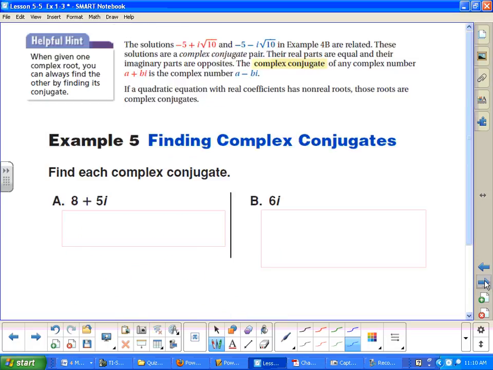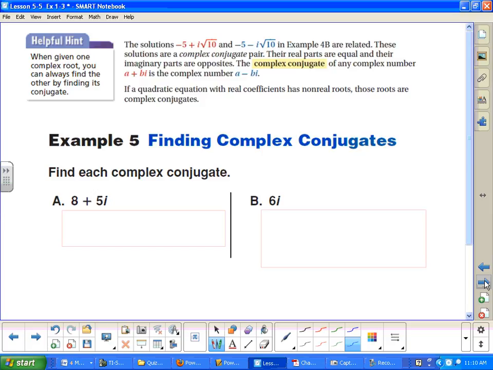So the solutions like these two, negative 5 plus i square root of 10 and negative 5 minus i square root of 10, those are related. Those are called complex conjugates. All it is is that if we had the number a plus bi, then its conjugate would be a minus bi. So all that happens there is the imaginary part changes signs. The real part does not change signs. The imaginary part changes signs.